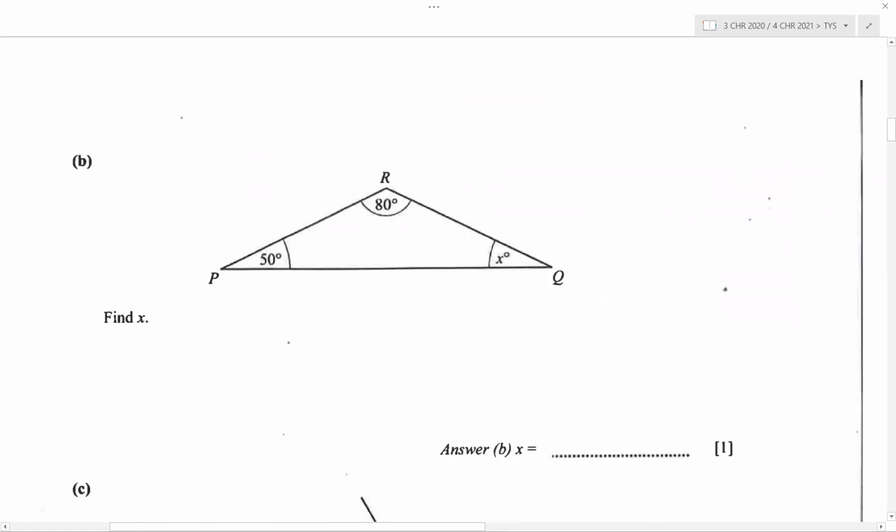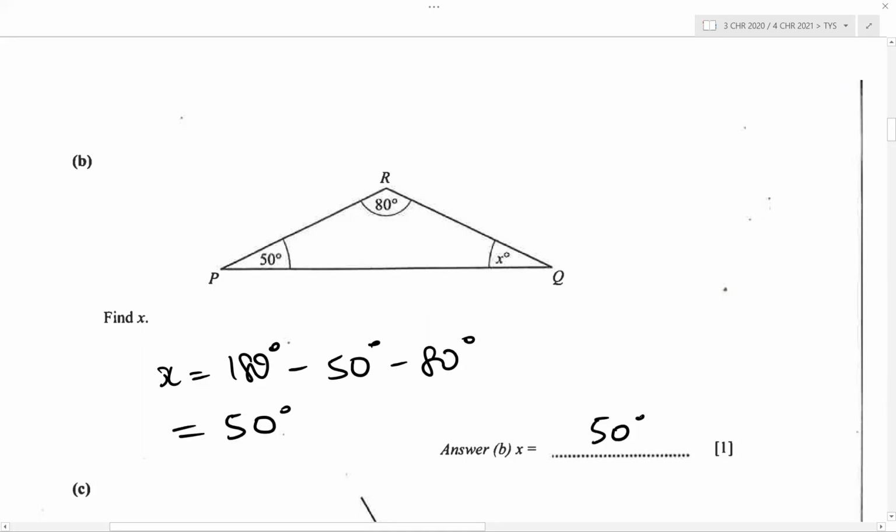Okay, next one, find x. So similarly, this is an example over here. Find x. x will be equals to 180 minus 50 minus 80. So that gives us 50 degrees. So in this case, never write reason. How? Minus 1 mark.